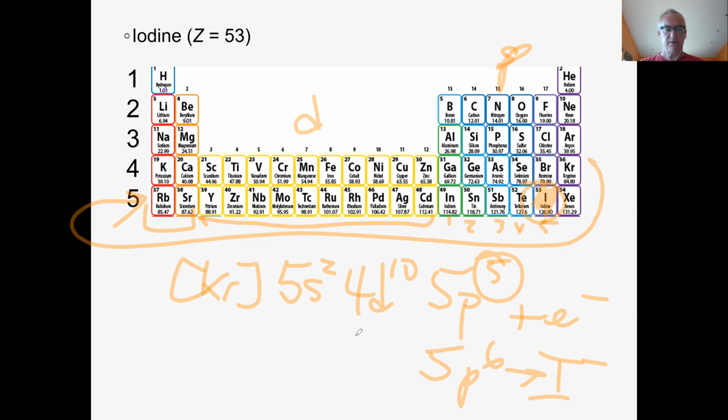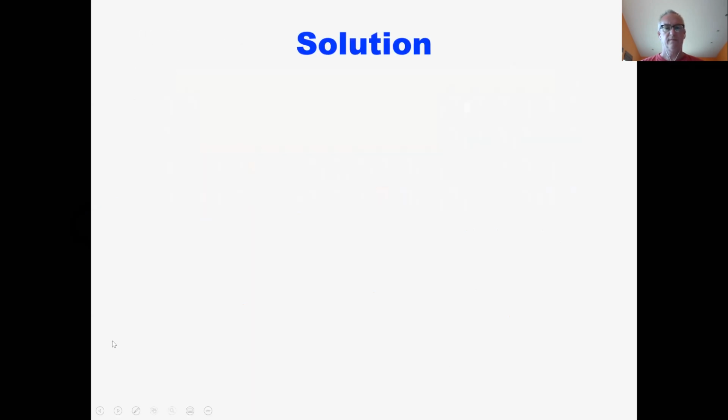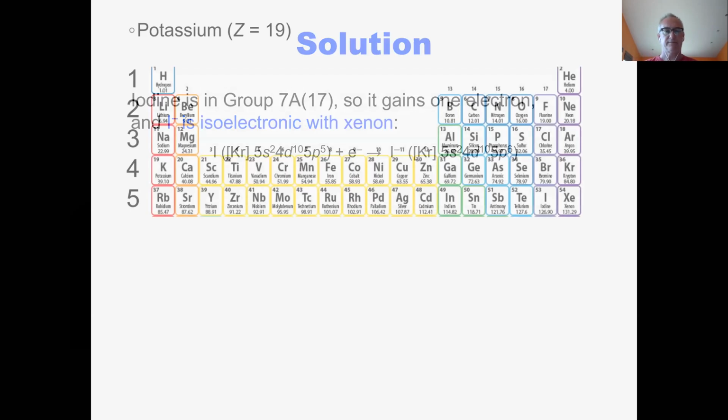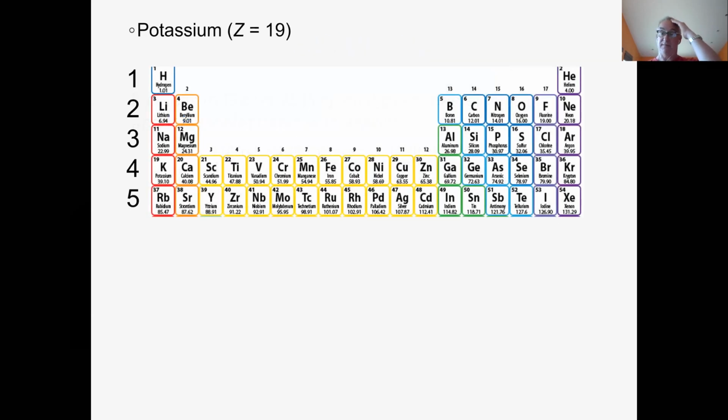So I'm going to let you guys see if we got that one. It gains 1 electron, and then it looks like xenon, and everybody's happy. So here's potassium. Someone find potassium for me. Where's potassium going to be? 19. Well, yeah, I can see that.